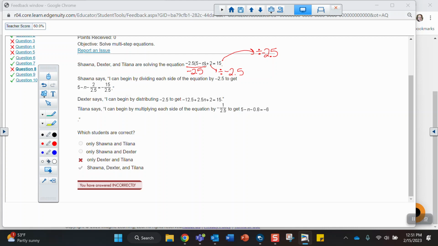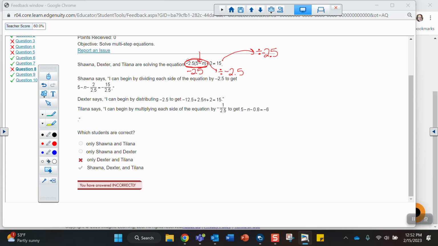What gets confusing here is that, well, Mrs. Herbst, I see a subtraction sign in that parentheses. Yeah, but it's being multiplied by this, so this is really one giant term. After you distribute, it becomes more than one term. So Shauna is correct. Not one of us is going to start solving that equation like that.